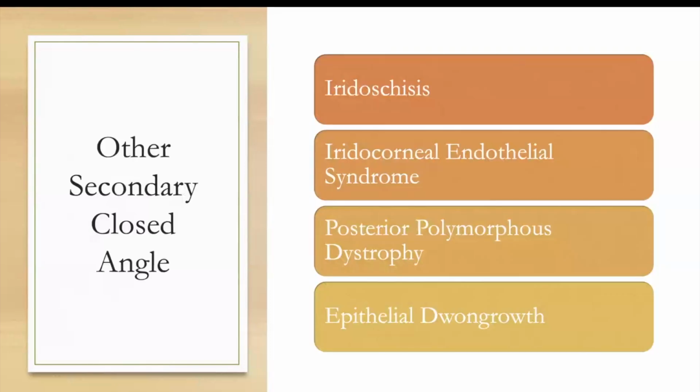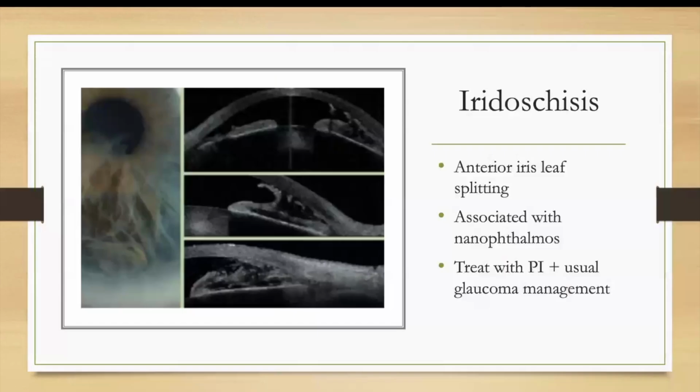So we'll talk a bit about your secondary closed angles. There are four main syndromes that I think are worth knowing about that can cause a secondary closed angle. So iridoschisis, which is quite rare, ICE syndrome, posterior polymorphous dystrophy, which is very similar to ICE syndrome, and then something again quite rare, epithelial downgrowth.